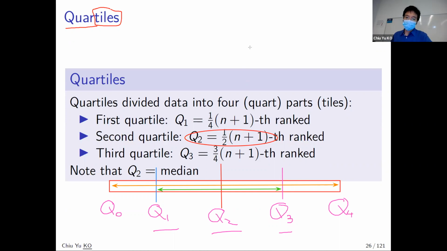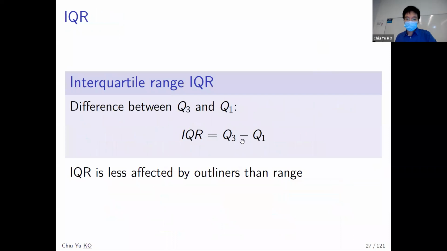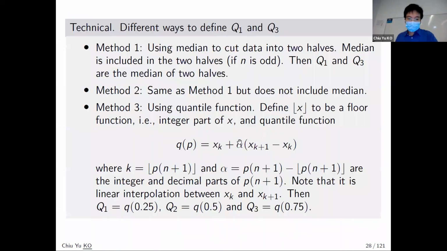And you notice that some of you learned the quantile in high school, and they will look at different things. So the IQR, as I said, is Q3 minus Q1, and it is less affected by outliers. Here a technical issue is how to define Q1 and Q3. Of course, all these methods make little difference when your data has a lot of observations.